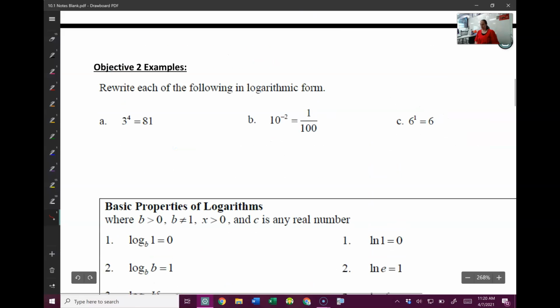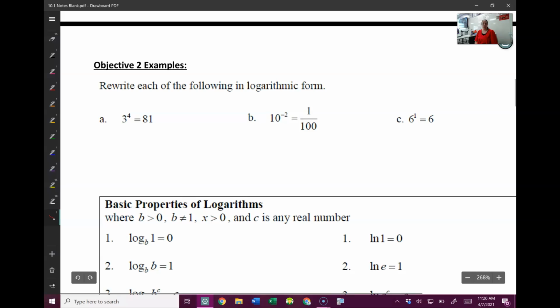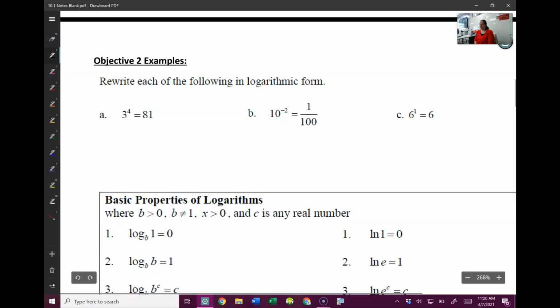Okay, let's go to the next page and try this one. So let's go the other direction now. This is written in exponential form. I want to change it to logarithmic form. So I'm going to take it from this to something like that. And the nice thing is, it's actually the same 2 steps.